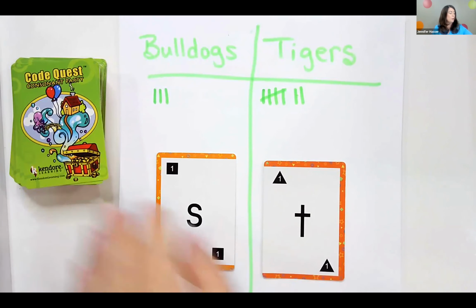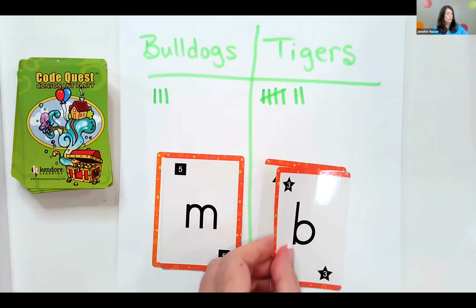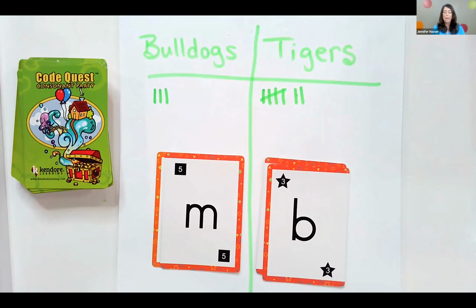Okay, so if I flip over the next category, or the next sounds, and we have M and B, I'm going to say, place we visited.